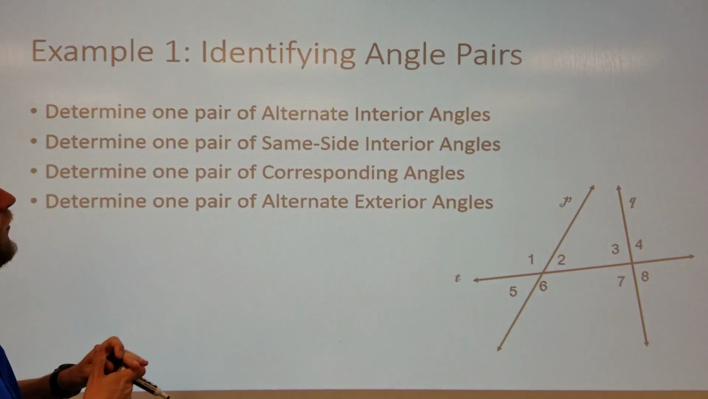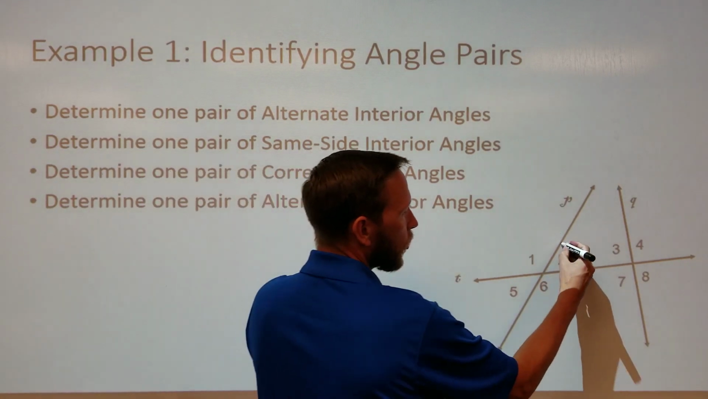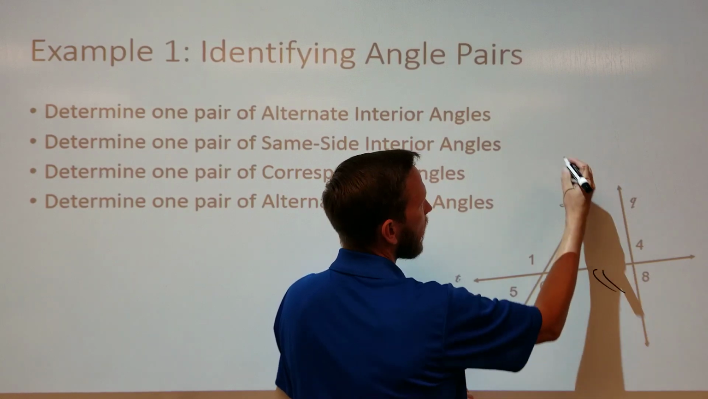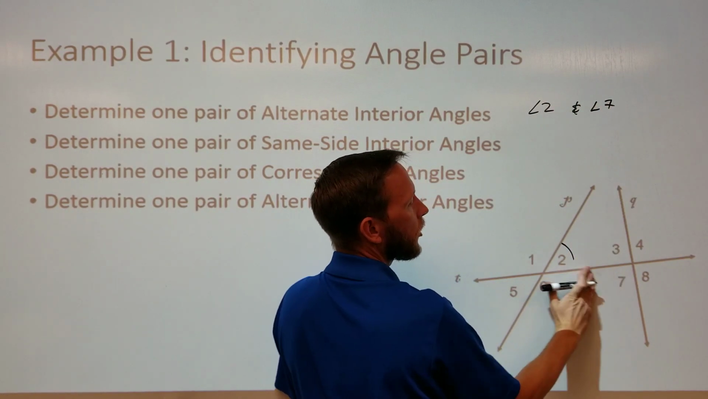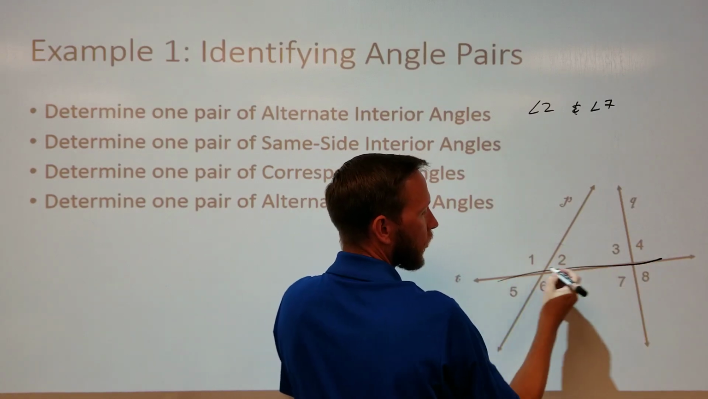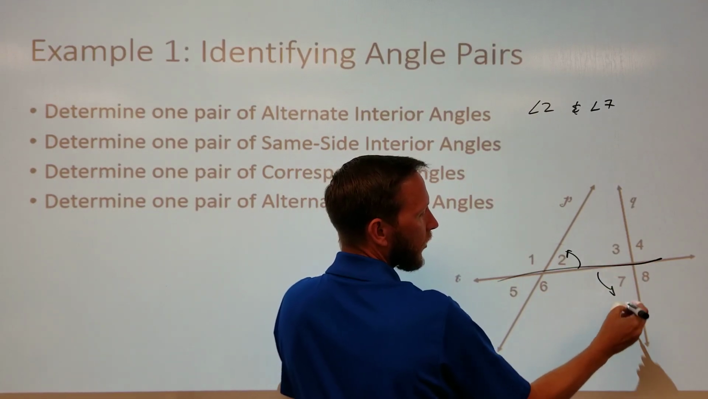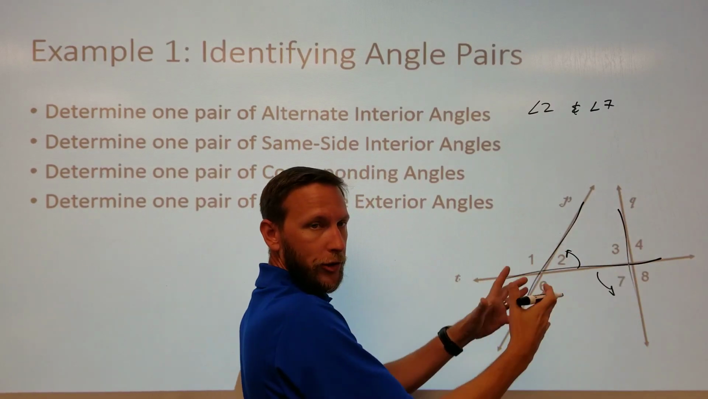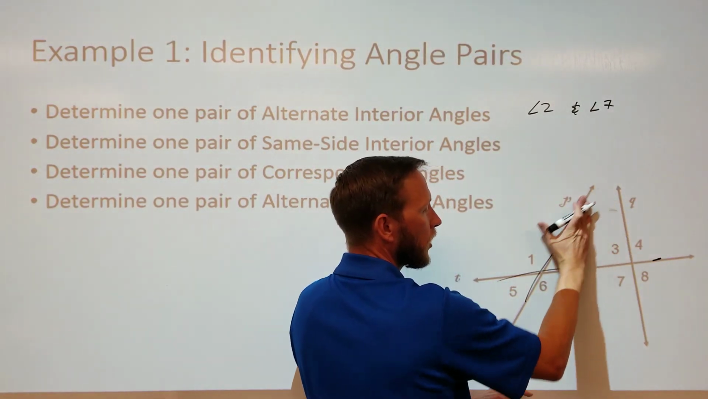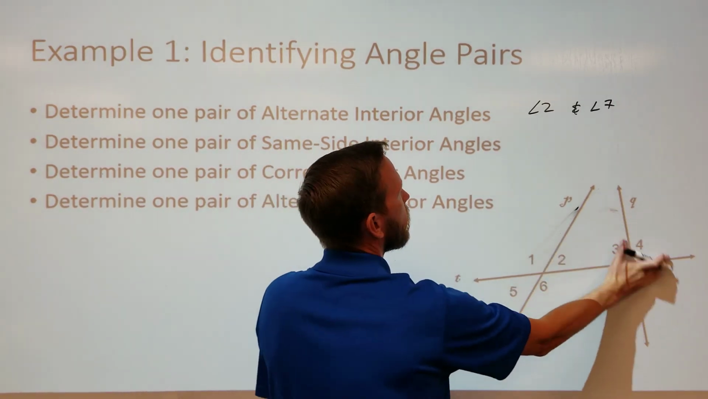A pair of alternate interior angles would be angle 2 and angle 7. All right, those are alternate interior angles. They are on alternate sides of the transversal. 2's up there, 7 is down there. And they are interior. They are between lines P and Q. Alternate sides of the transversal, interior between the two lines that are cut by the transversal.